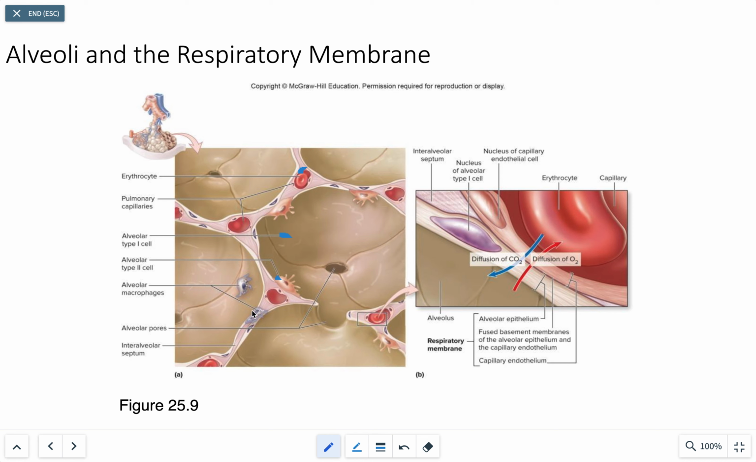Also, what we see is the alveolar macrophages here. With the alveolar macrophages, they can either be fixed. So this one that I'm pointing to here, this one is fixed. It remains in the connective tissue of the alveolar wall, or it can be free. And this free macrophage helps engulf microorganisms or particulate matter. These free macrophages can leave the lung through the lymphatic system, or they can eventually be coughed up or expelled during exhalation.